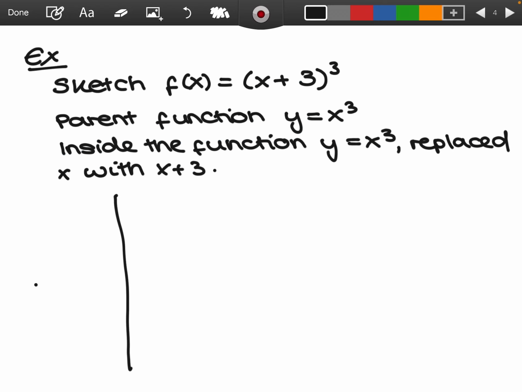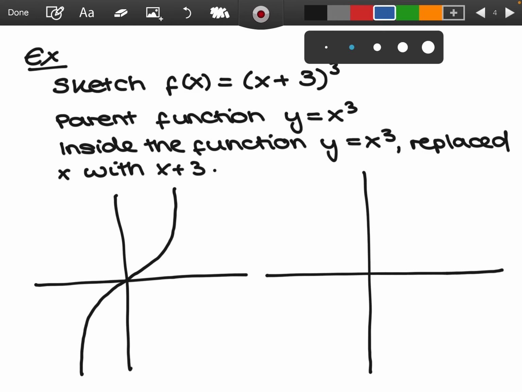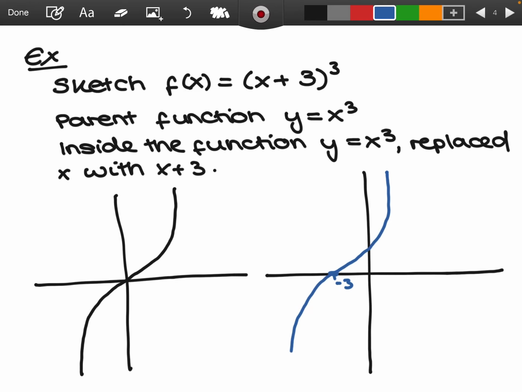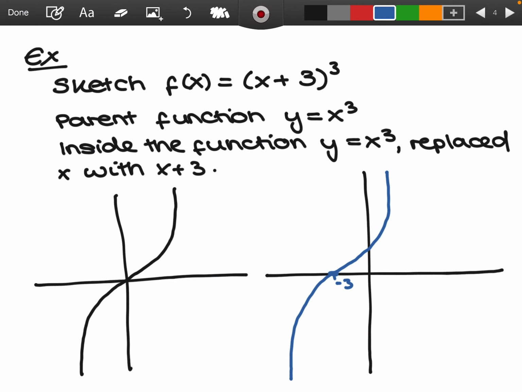So I take my original graph of x cubed. I'm only going to be doing a sketch here. I take my original graph of x cubed, and now I'm going to be shifting it. You can do this on the same graph when you sketch it, but I'm going to be shifting it to the left by 3 units. So now it's going to go through x is negative 3. We now also have a different y-intercept.